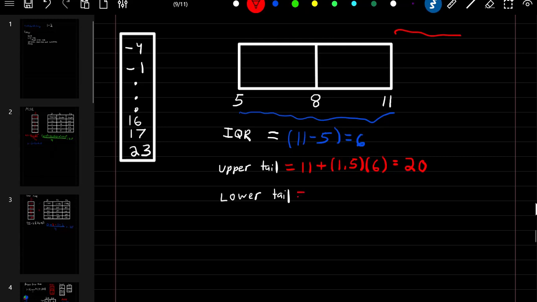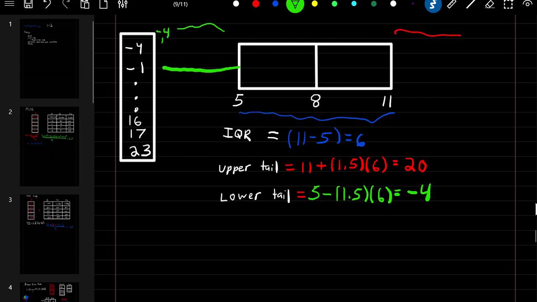Now the lower tail, which starts at the 25th percentile, just 5, minus 1.5 times the IQR, which we found to be 6, and we're going to get a value of negative 4. So this tail, since there's a negative 4 in the variable, is going to span all the way until negative 4. But if you've ever looked at box plots before, you notice that these tails a lot of times aren't the same length.